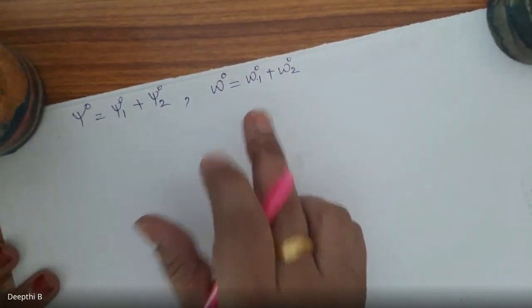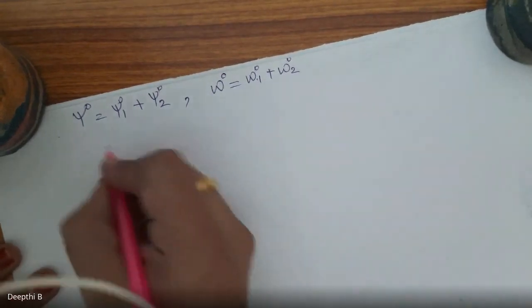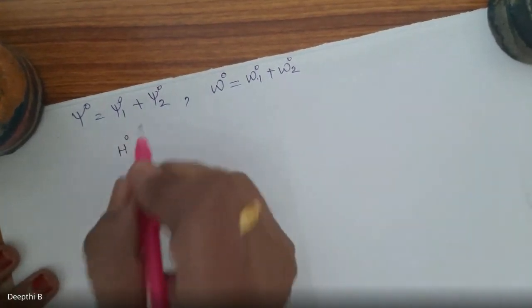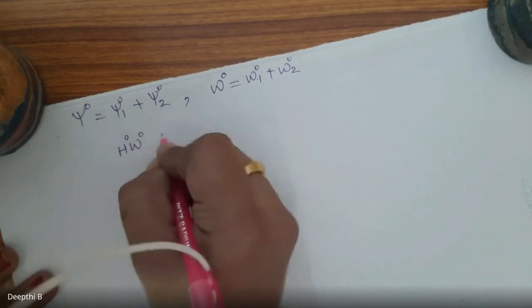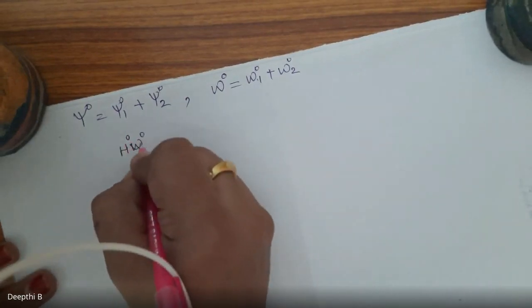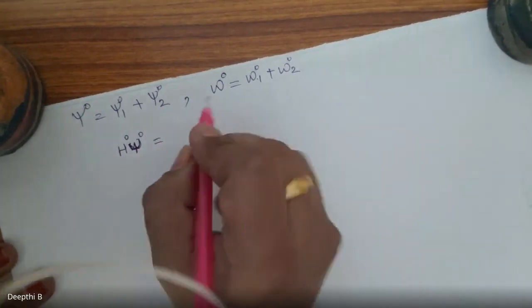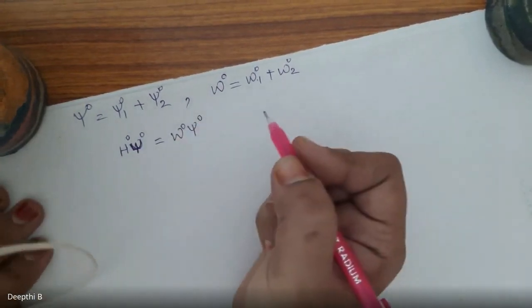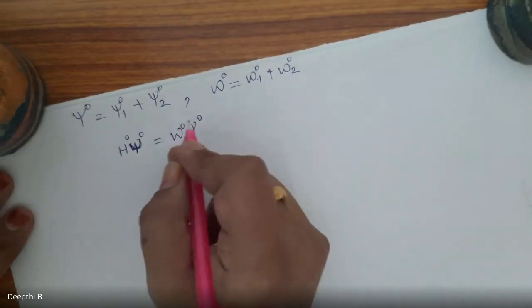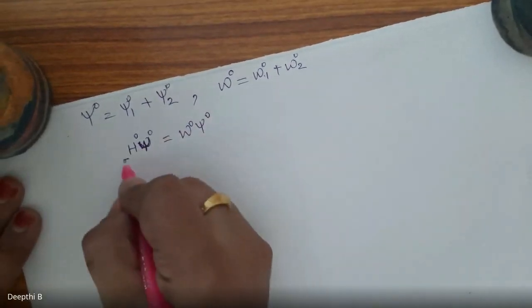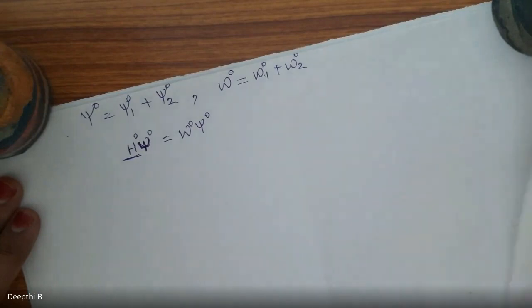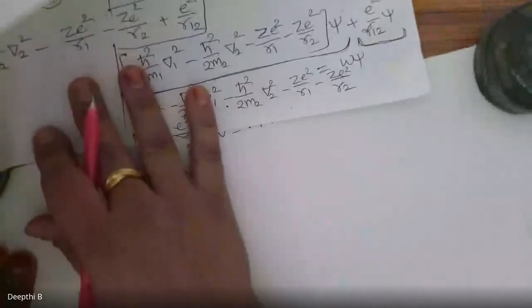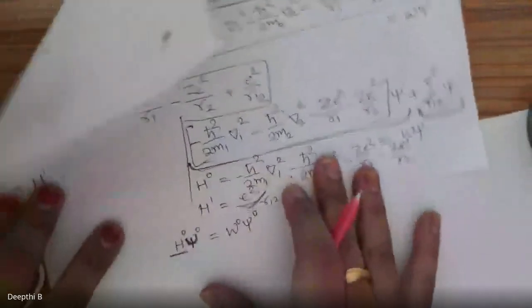Now what we will do, here we are taking first the unperturbed Hamiltonian, H naught. H psi is equal to E psi, no? So H naught psi naught is equal to E; at the place of E we are taking W naught. So H naught psi naught is equal to W naught psi naught. So put the value of H naught from here. This is your value of H naught.